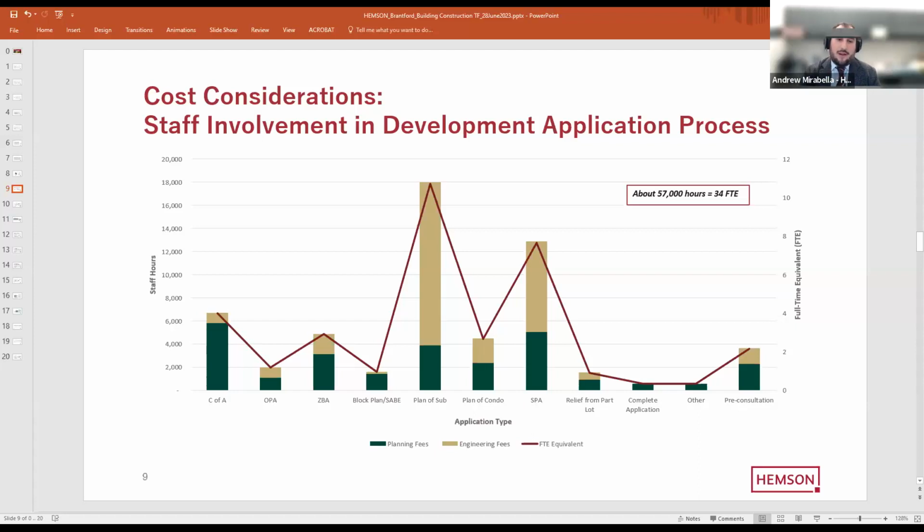The line graph that tracks on top of the bars is representing the FTE equivalents, and then the bar graph breaks out your planning and engineering fees in terms of staff time. We certainly see a spike on the graph for things such as plan of subdivision and site plan applications, which have a very heavy involvement on the engineering side when looking at the cost of municipal services, reviewing the services and installation of works. There's a pretty heavy time frame on the engineering division for that. So I thought this is a pretty important slide, emphasizing the involvement of staff on an application by application basis, and it certainly requires quite a bit of the city staff's time in order to do the work.